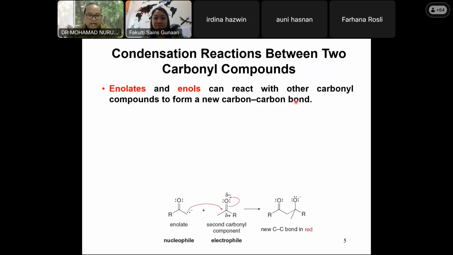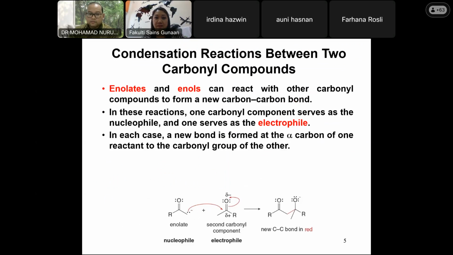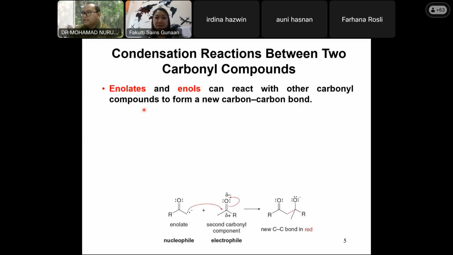I've been given the title about condensation reactions between two carbonyl compounds. In these condensation reactions, there are two species: the enolate and the enol. These compounds can react with another carbonyl compound to form a new C-C bond.